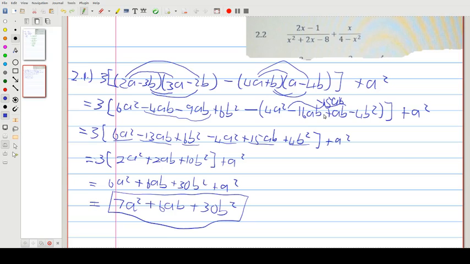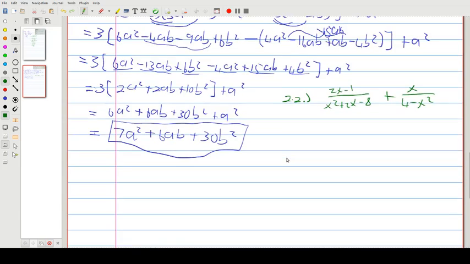Alright, let's get to the last question for this video, question 2.2. So I'm going to start it right here just so we can see the question still. Here we have 2x minus 1 over x squared plus 2x minus 8. And now we're adding that to x over 4 minus x squared.